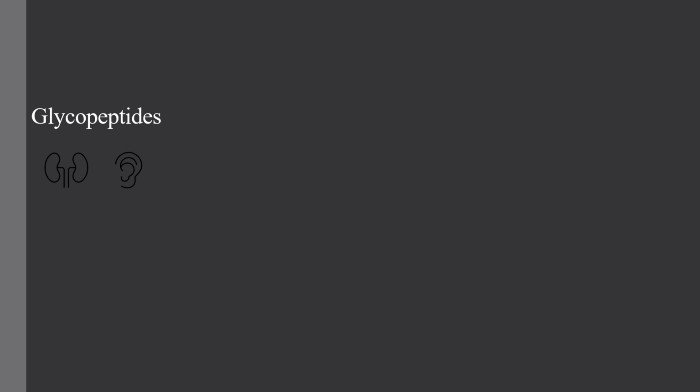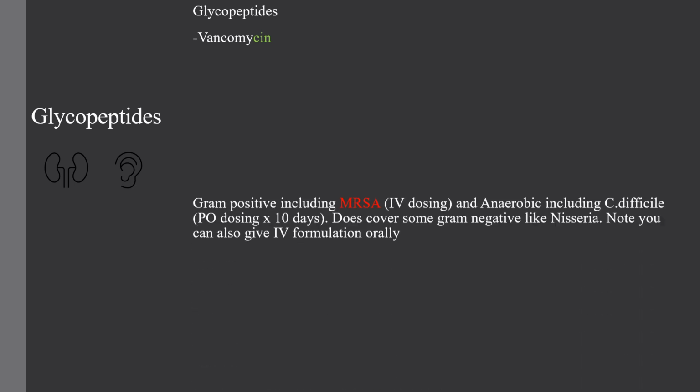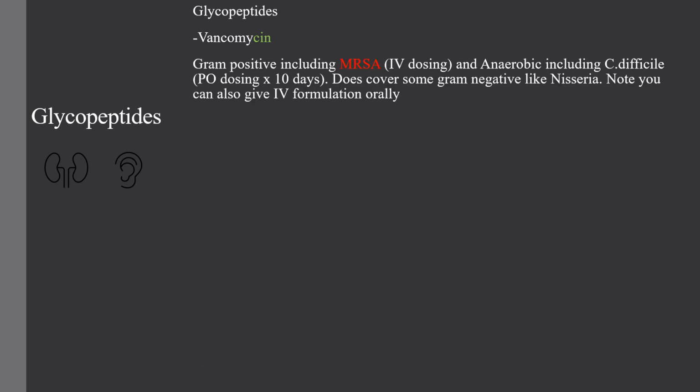Okay, so now we've got our glycopeptides, and this one will be a big one because you've got the king here, vancomycin. This is essentially your nuclear option, and the reason is its effect on MRSA. So it has very good gram-positive coverage. Whenever you see IV dosing, you're going to associate that with MRSA. Whenever you see PO dosing, you're going to associate that with Clostridium difficile infection, and it's usually a 10-day course.